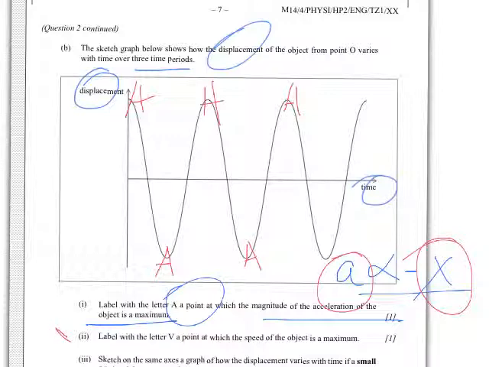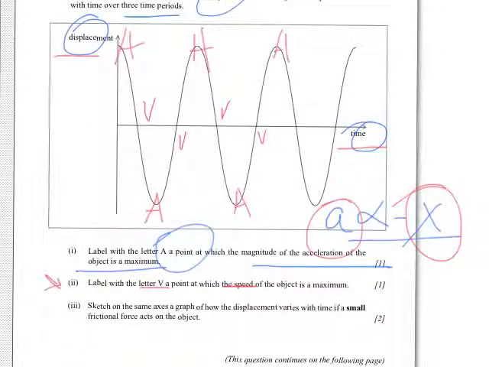Part 2, label with a letter V the point at which the speed of an object is a maximum. A displacement time graph will give you velocity by looking at the gradient. So if you have a look at the gradients here at the top, the gradient is flat. This gives us a value of V, which is 0. And that gradient starts to increase, the slope gets steeper, until a maximum, which is here through the origin. So the speed would be here, V, a maximum, or here, or here, etc.